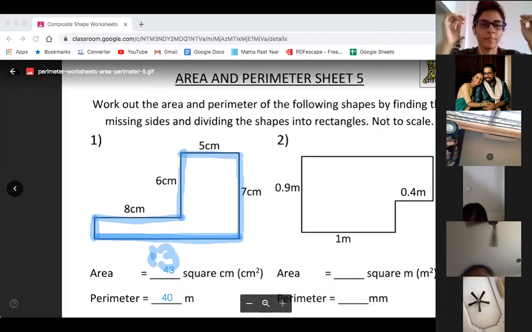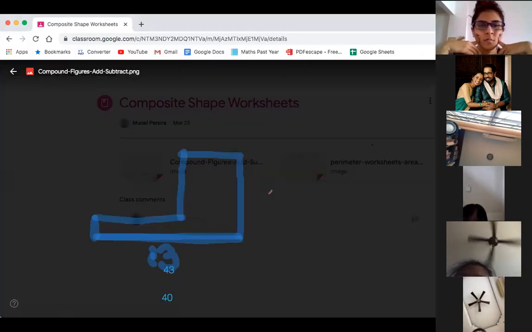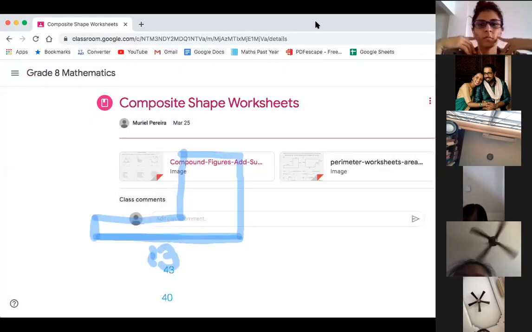So that's composite shapes. It's so easy. Okay? This is your first sheet. I want you all to make sure you try this out because I actually want to discuss with you guys by 2 o'clock today. Wait a second. How do I get rid of this thing?